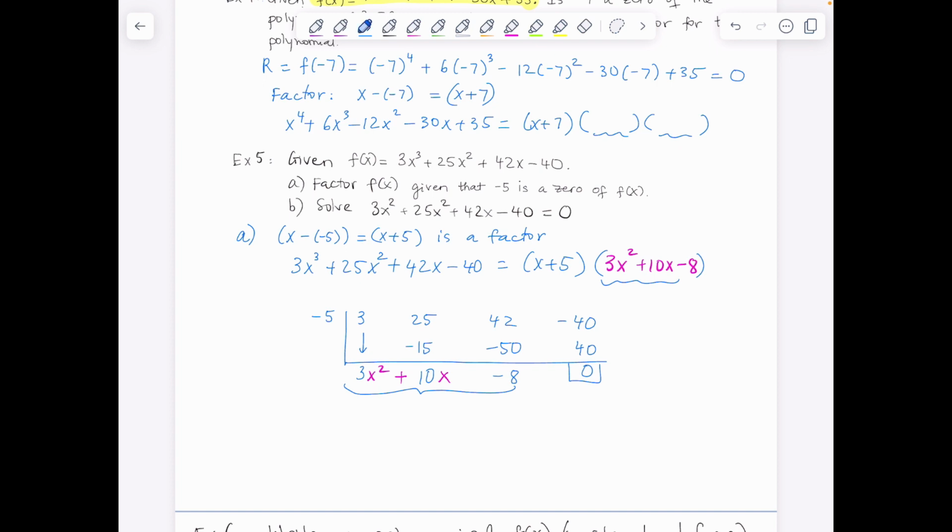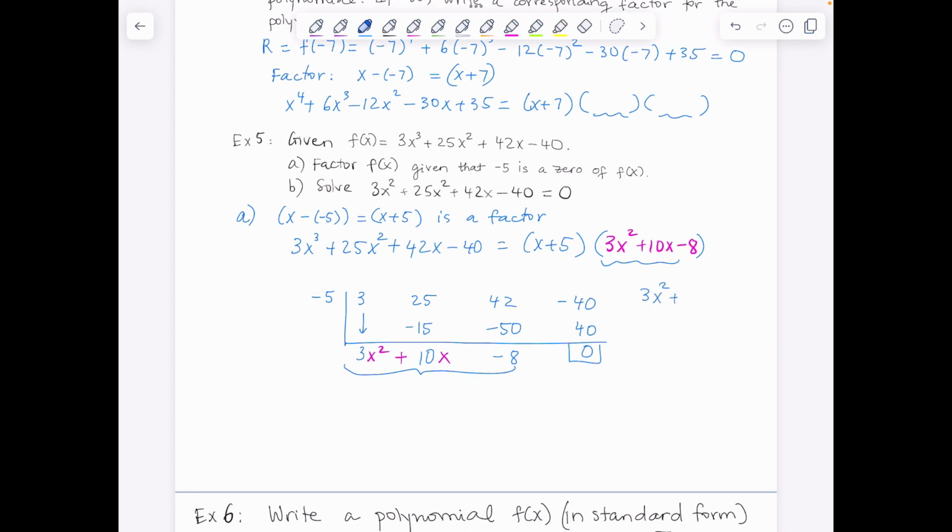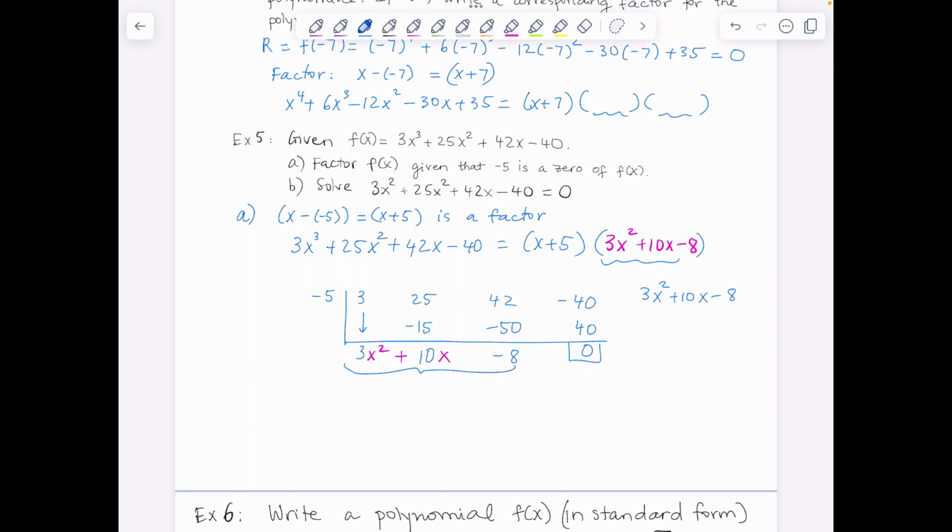Now, the question is, did we factor completely? Let's see if we can factor this function, this pink function here, further by using the AC method. So 3x squared plus 10x minus 8. First, determine the coefficients a, b, and c. A is 3, b is 10, and c is negative 8. When I say ABC, I'm referring to the standard form of a quadratic function, ax squared plus bx plus c.